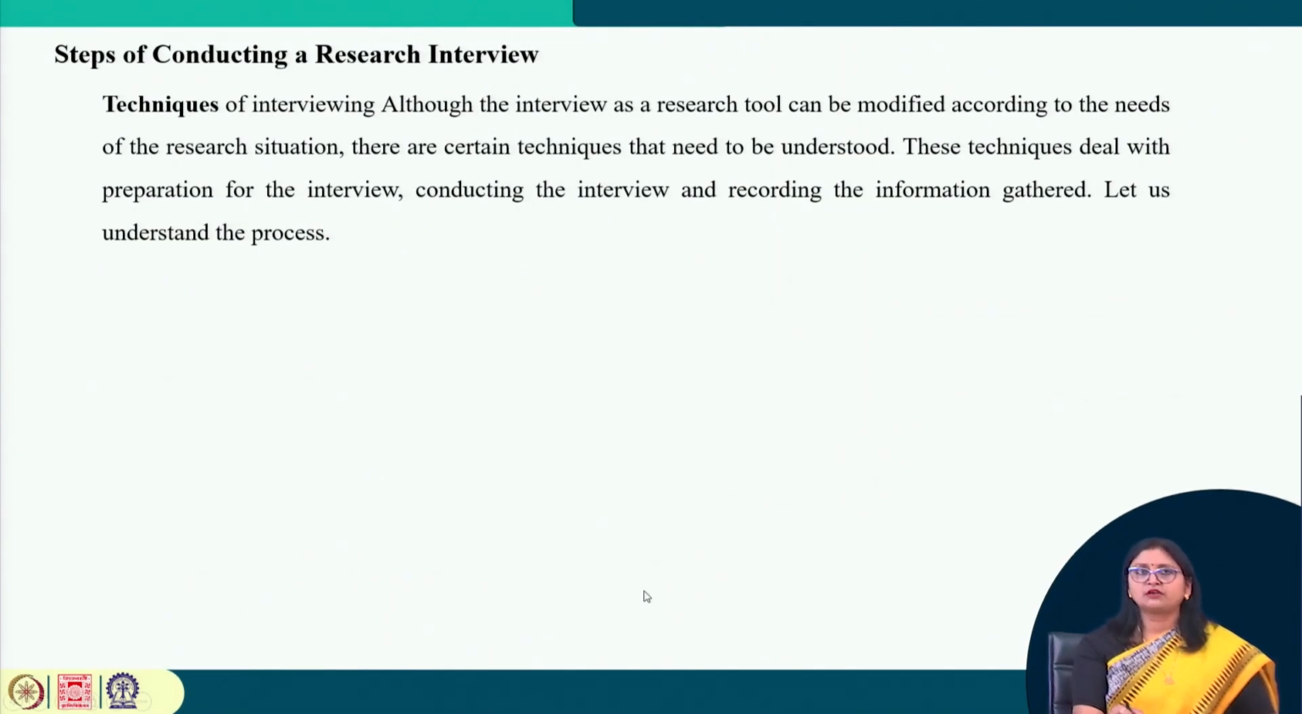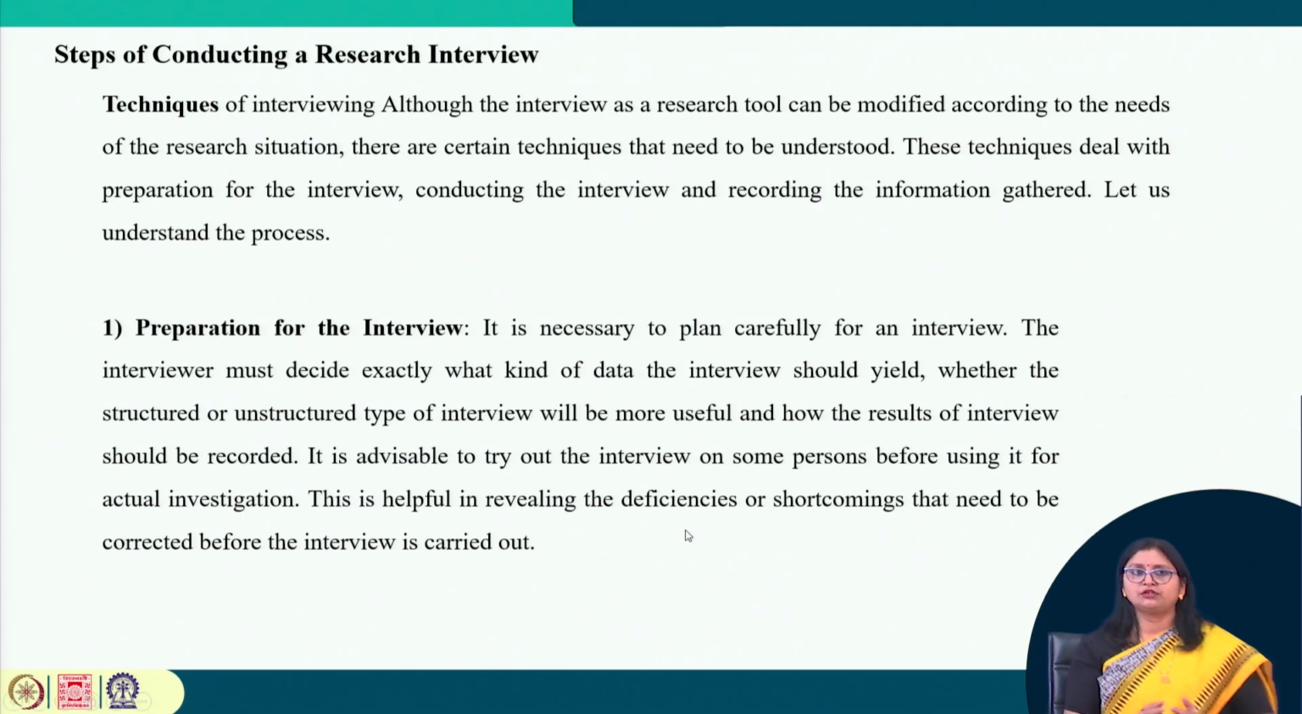So, steps of conducting a research interview talks about the technique of interviewing. Although the interview as a research tool can be modified according to the needs of the research institution, there are certain techniques that need to be understood. These techniques deal with the preparation of the interview, conducting the interview, recording the information gathered. Let us understand the whole interview process.